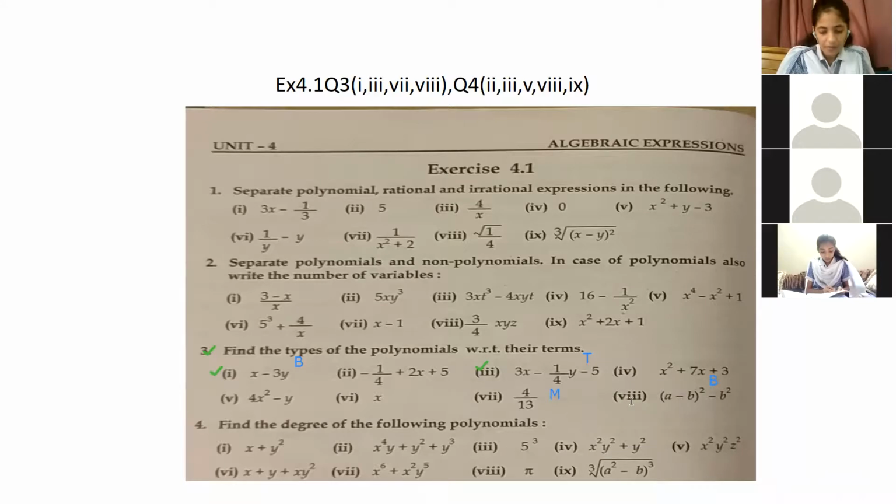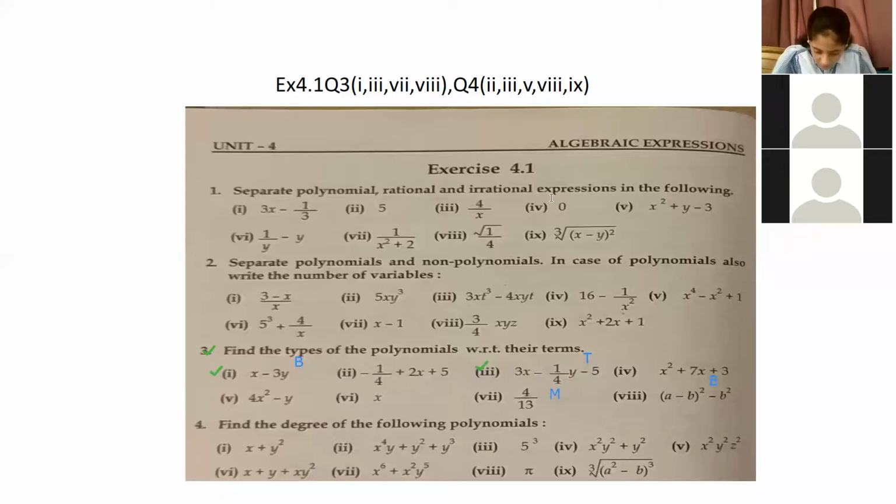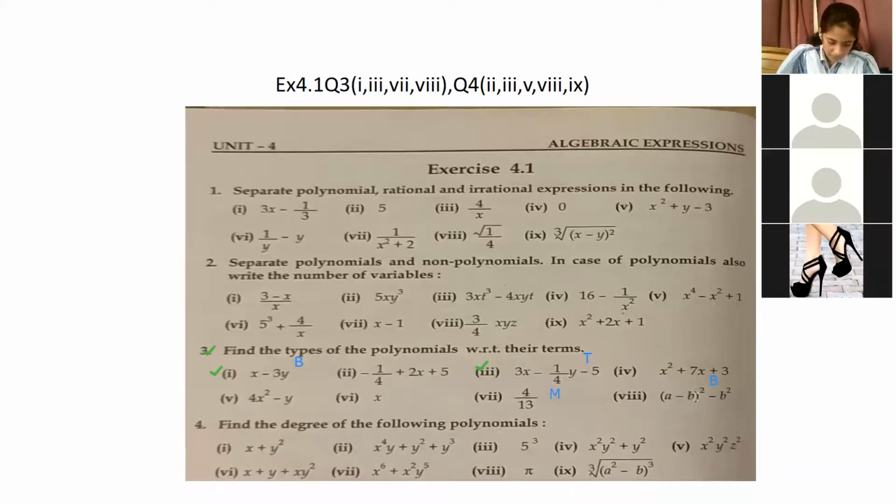Aisha Javed, why is it binomial? Yes, Aisha, unmute yourself and give me the answer why the 8th bit is binomial. Why is a minus b whole square minus b square binomial? Miss, because it has two terms. It is two terms. How can you say that it's two terms? A minus b square and then b square.